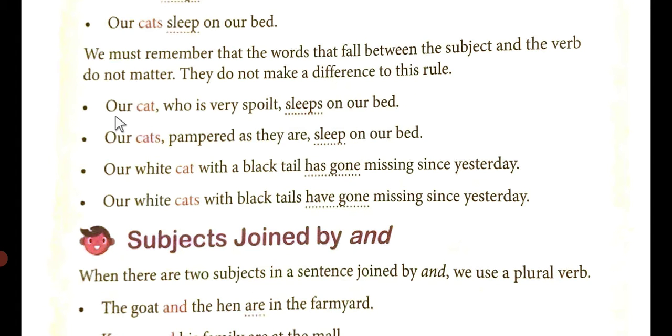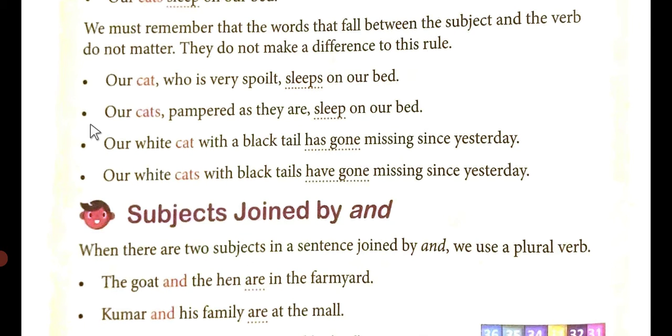So you can see in the first sentence, our cat who is very spoiled sleeps on our bed. So who is very spoiled falls between the subject and the verb sleeps. Cat and sleeps, it does not matter, because it does not make a difference to this rule.